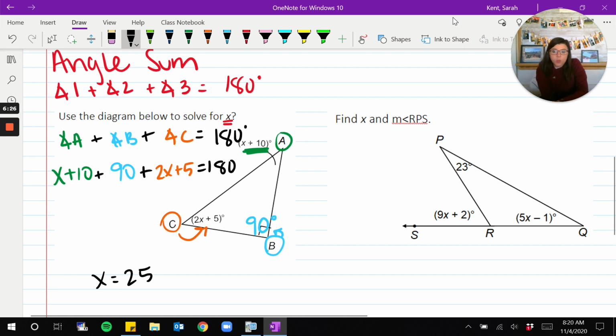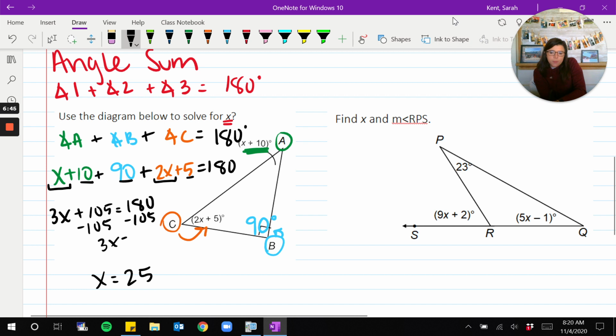If you want to work it by hand, I could combine like terms to get 3x, and then 10 plus 90 plus 5 would give me 105 equals 180. Subtract 105 from both sides. 3x equals 75. Divide by 3, and you would get 25. So you can always do this, or you can put it in the calculator. Either way, x equals 25.